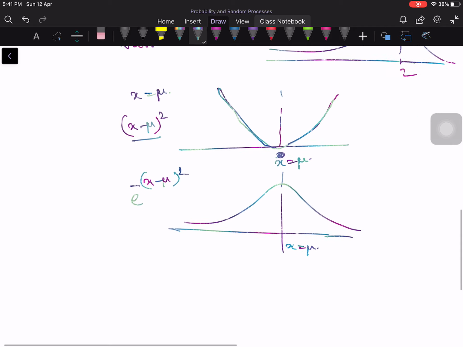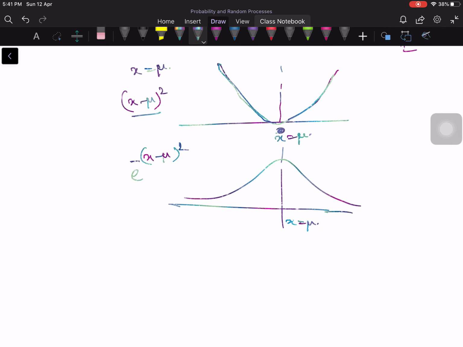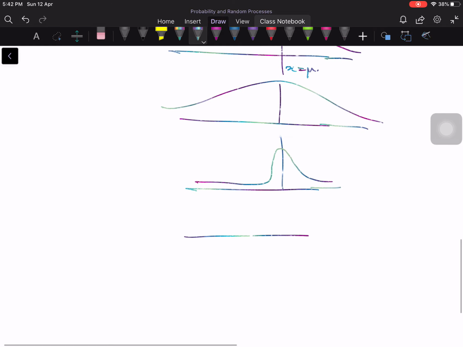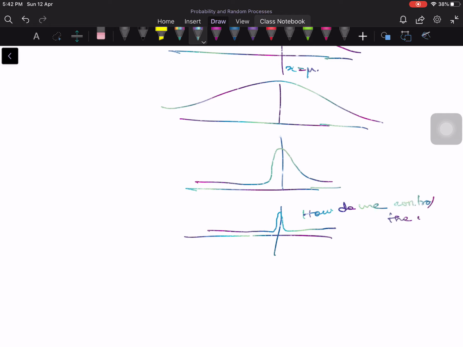Now I wish to control the width of my density. How do you control the width of the density? See, this is the normal function with sigma equal to 1. Now I want to control the width. That means either I want to draw the figure like this, very large variation, or very small variance like this, or like this, very small variations. So how do we control the width? That is the next question one can ask.